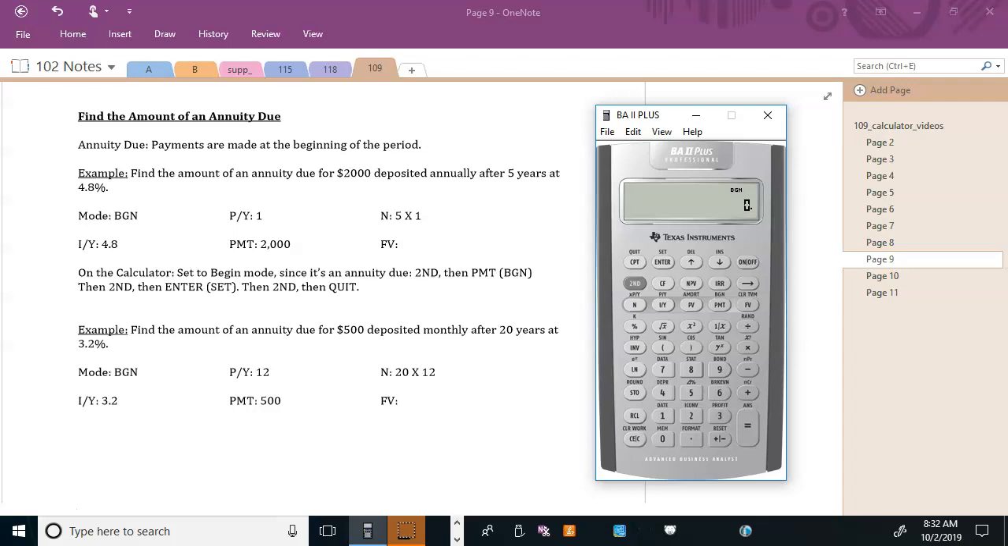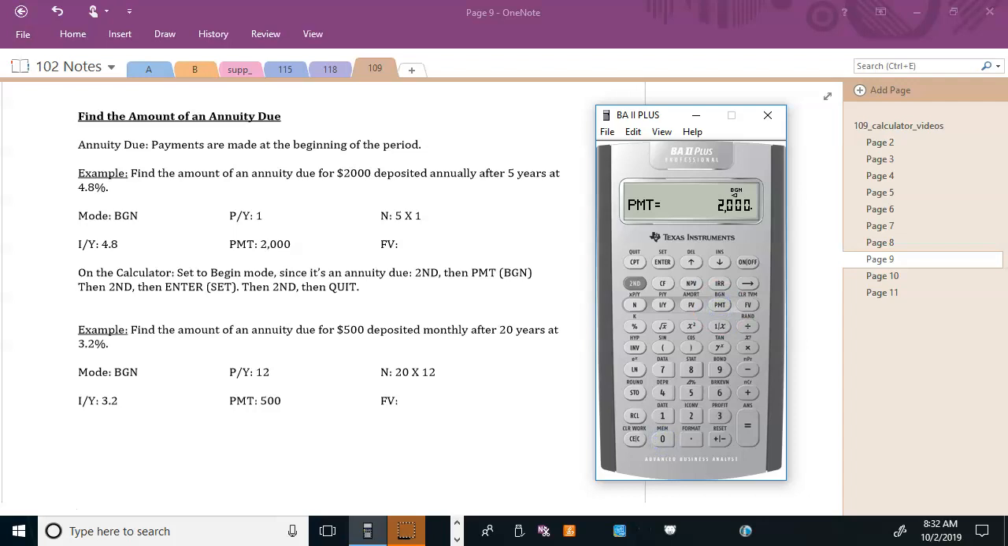All right, so this first example, we've got annual deposits. So my P over Y is going to be 1. And let's hit enter and then quit from that menu. This is 5 years. So again, N is the number of years times the number of compounding periods. So N is 5. My interest rate is 4.8. So that's I over Y. And again, that 2,000 is a payment that I'm making. So I'm going to save that as PMT.